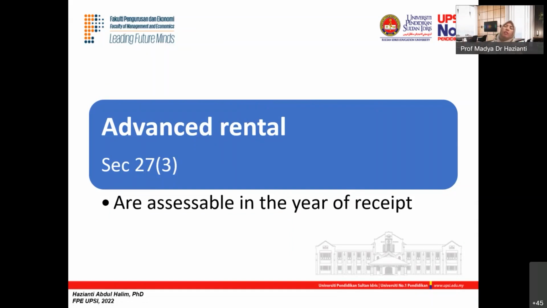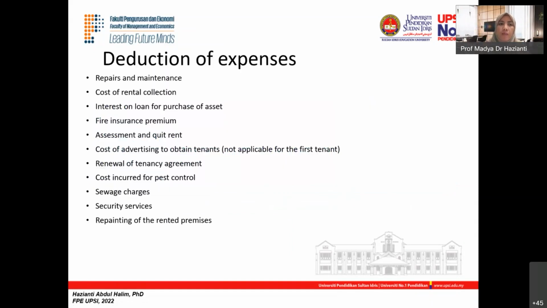Advance rental, remember tax is paid as you earn. Tax as you earn juga. So kalau dapat rental untuk tahun depan tapi dapat tahun ni, payment will be assessed in the year of receipts. Remember kita ada buat satu example itu kan, dia dapat bonus tu tahun lepas punya tapi dapat untuk tahun ni. So that amount will be assessed this year. Sama dengan advance rental, walaupun dapat rental untuk tahun depan, dapat tahun ni kena bayar tahun ni.